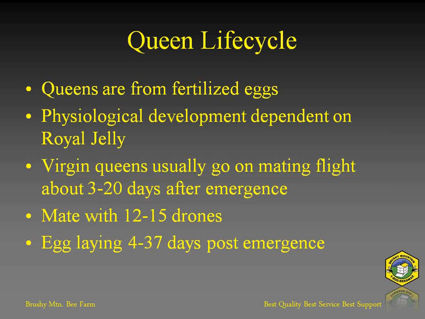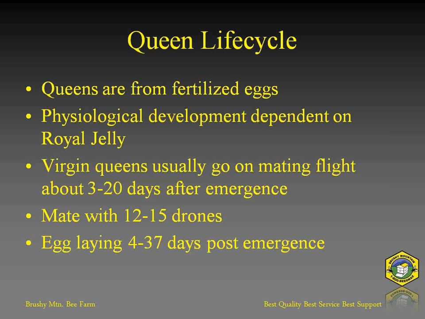And these are sort of large ranges. Virgin queens usually go on a mating flight 3 to 20 days after emergence. So 20 days, that's a really long time. I think the average is actually closer to within the first week after that virgin queen emerges from her cell, she'll go on a mating flight. But there's a lot of variables here. Weather. Is it storming rain for a week on end, which may delay her ability to go on a mating flight? Temperature, things like that. Generally speaking, she'll mate with 12 to 15 drones.